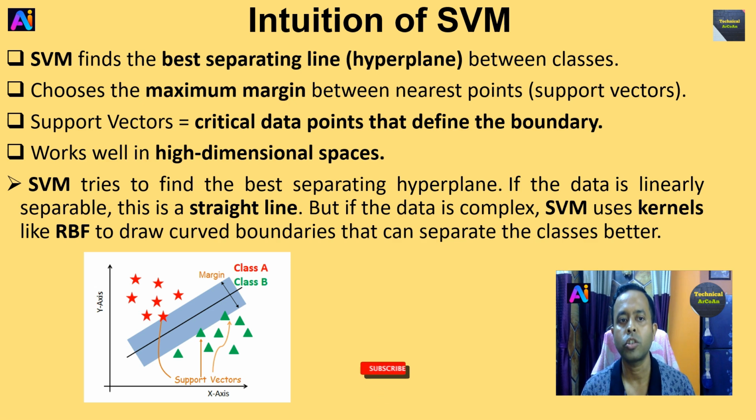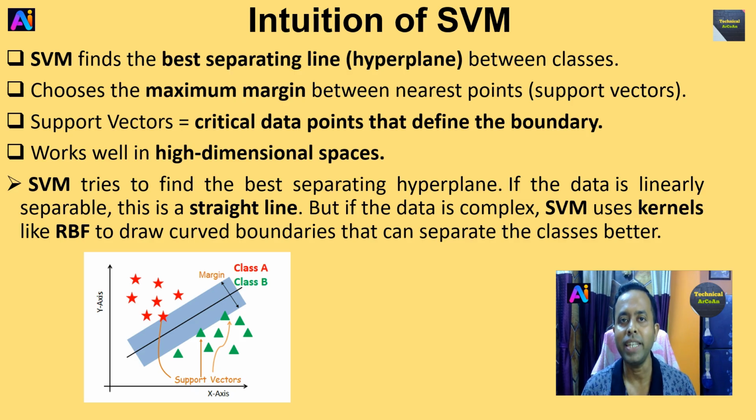SVM tries to find the best separating hyperplane if the data is linearly separable. This is a straight line. But if the data is complex and non-linear, SVM uses kernels like RBF to draw curved boundaries that can separate the classes better.